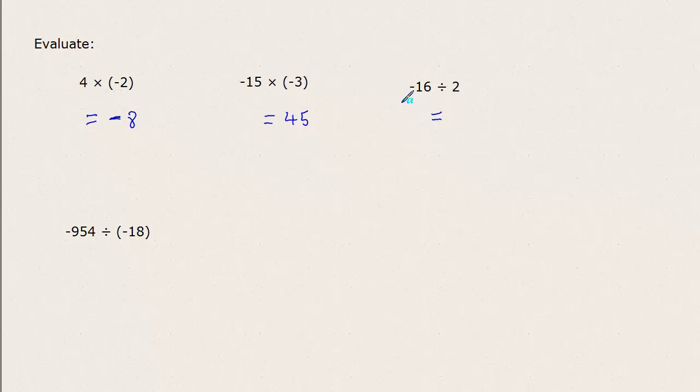Here we have a negative divided by a positive. The signs are different, so I know the result will be negative. And then do 16 divided by 2, which we know is 8.